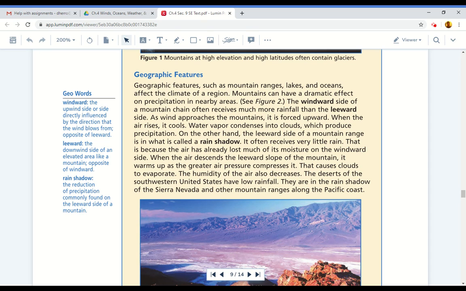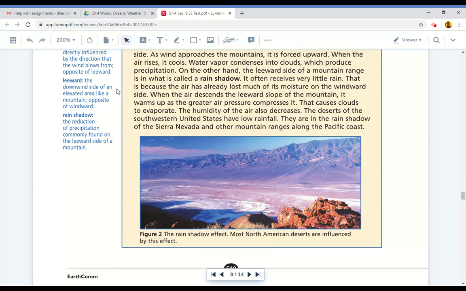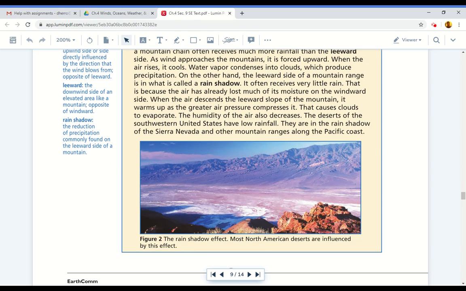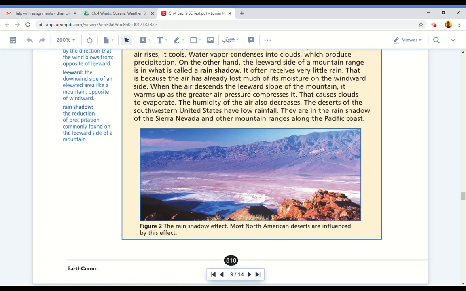Geographic features. Geographic features, such as mountain ranges, lakes, and oceans, affect the climate of a region. Mountains can have a dramatic effect on precipitation in nearby areas. The windward side of a mountain chain often receives much more rainfall than the leeward side. As wind approaches the mountains, it is forced upward. When the air rises, it cools. Water vapor condenses into clouds, which produce precipitation.